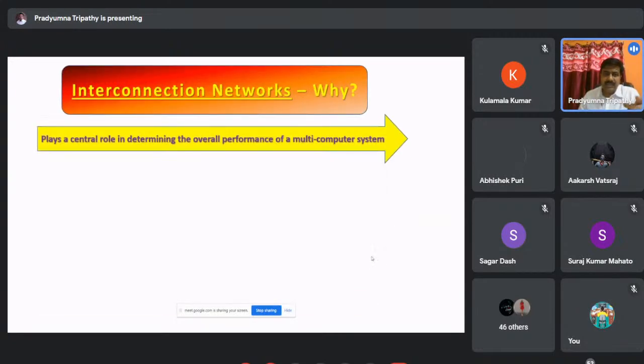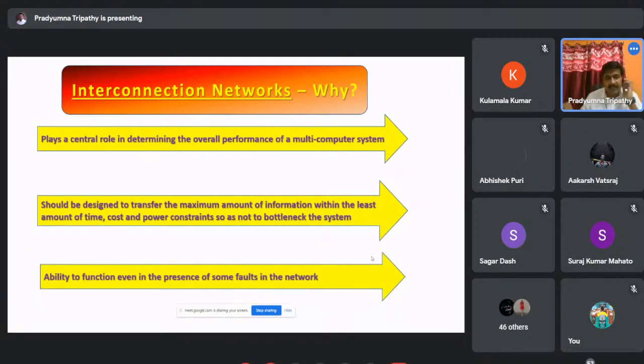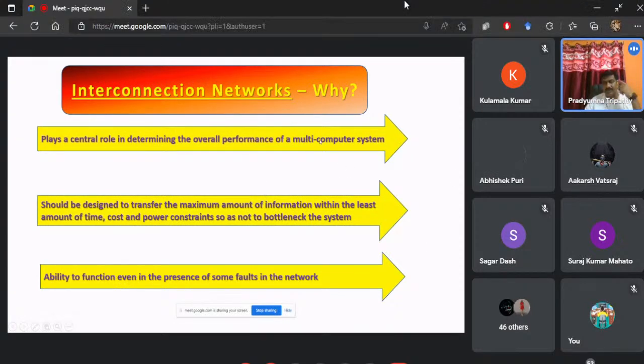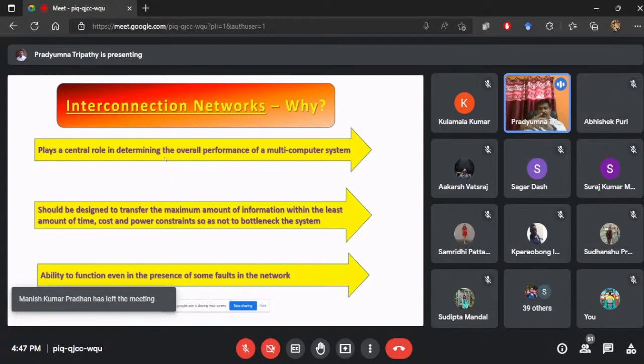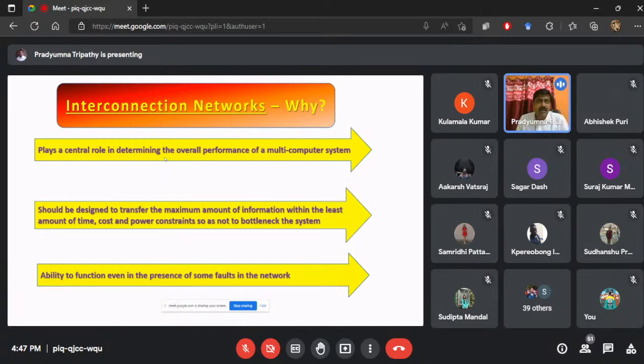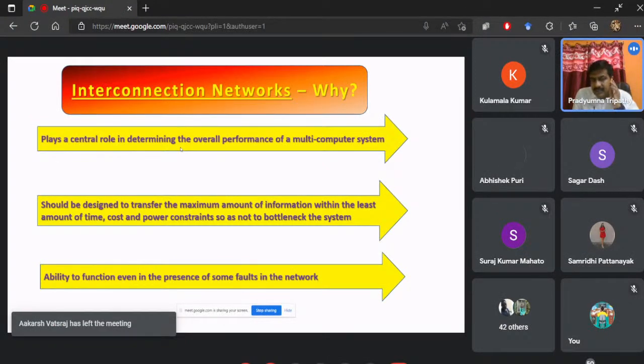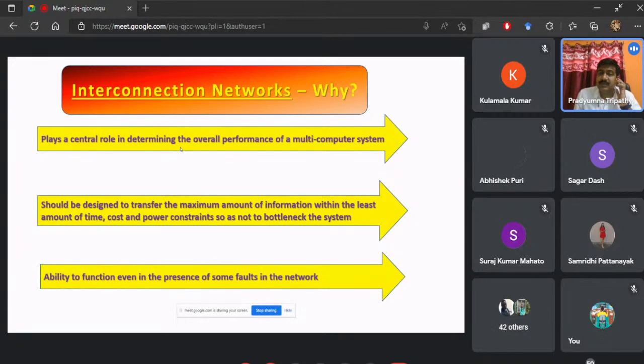But what is the need of this interconnection network? Some are listed over here. This interconnection network plays a central role in determining the overall performance of a multi-computer system. I have written over here multi-computer system. However, this also works on multi-processor systems, because the pattern in which these links and switches are connected determines the outcome, what performance it can yield. It should be designed to transfer the maximum amount of information within the least amount of time. It is not only time, but also cost and power constraints, so as not to bottleneck the system. We may be given a time constraint, a cost constraint or a power constraint. Within that, what is the maximum amount of information it can transfer?